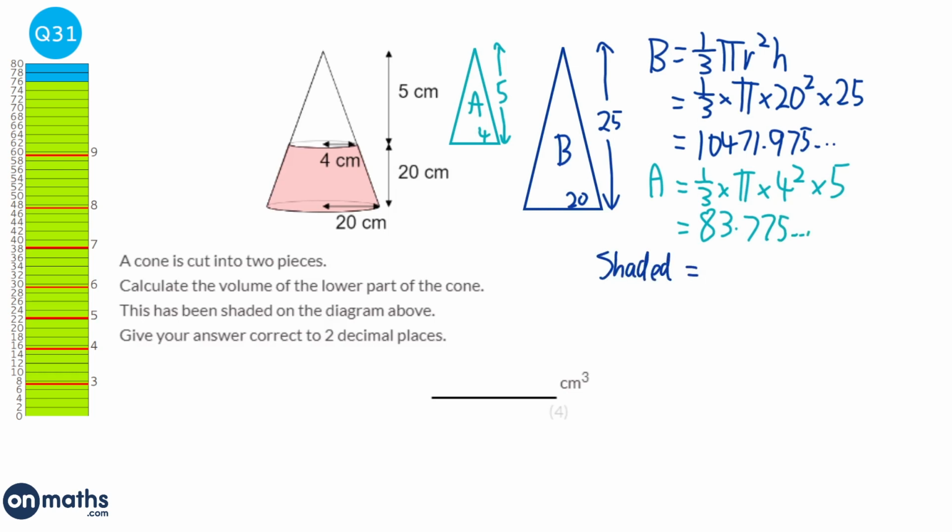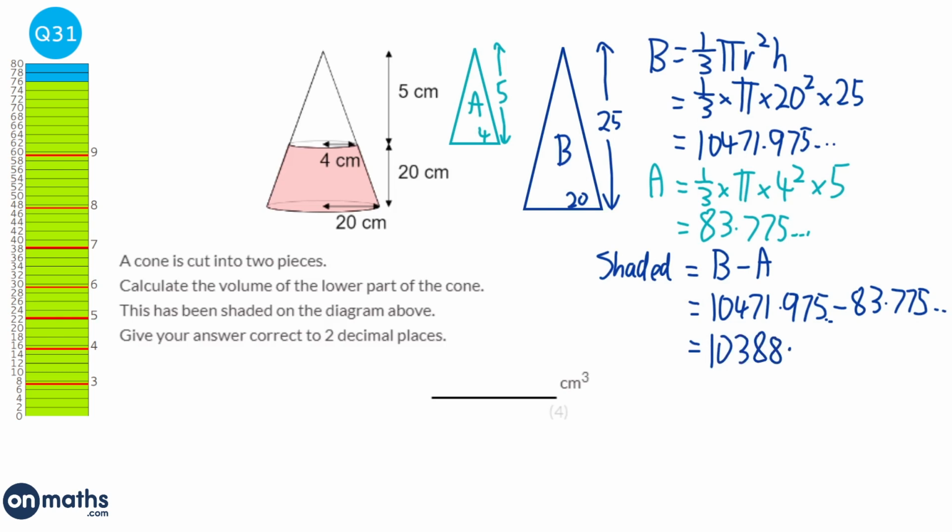So to work out the shaded bit, we're just going to do the volume for B, take away the volume for A. So it's going to be 10,471.975, take away 83.775. And all those I'm going to keep in the calculator to keep the accuracy. And that gives us 10,388.199... And to two decimal places, it's going to be 10,388.20.